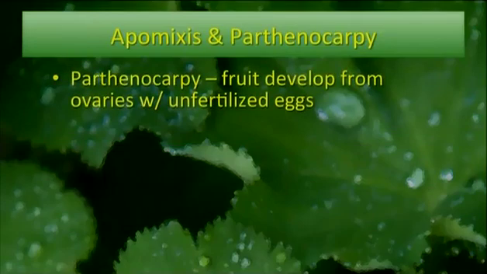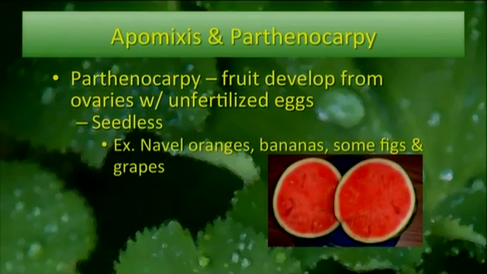Now parthenocarpy, what happens then? Fruit develops from ovaries with unfertilized eggs. So generally they're mostly seedless. Some examples of these are navel oranges, bananas, we talked about bananas before. Those little black dots inside them are unfertilized ovules. You have some figs and some grapes, and here you have seedless watermelon. So these come through parthenocarpy.